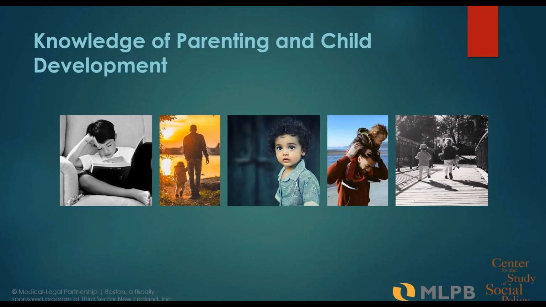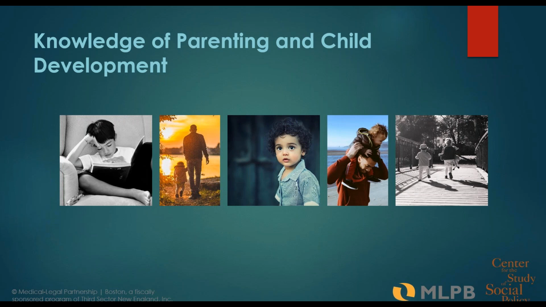When we think about knowledge of parenting and child development, we think about allowing a parent to really understand what to expect for their child's physical development, for their cognitive development or learning, for their language, and then for their social and emotional development. When a parent knows what to expect, this really can help set them up for success. So when they can anticipate things like landmarks for temper tantrums, then they're prepared when they happen.